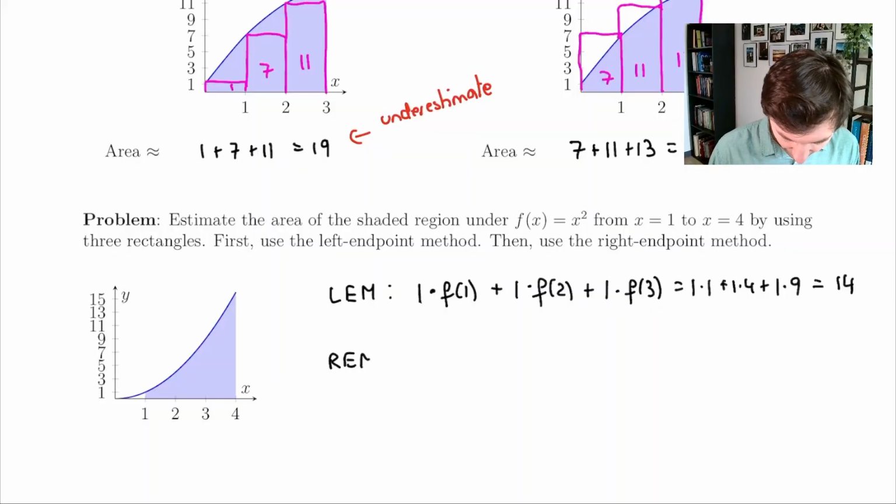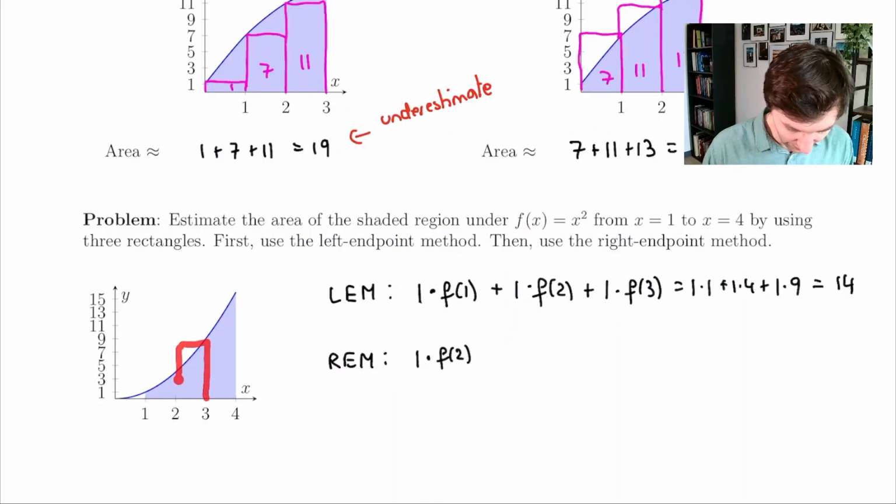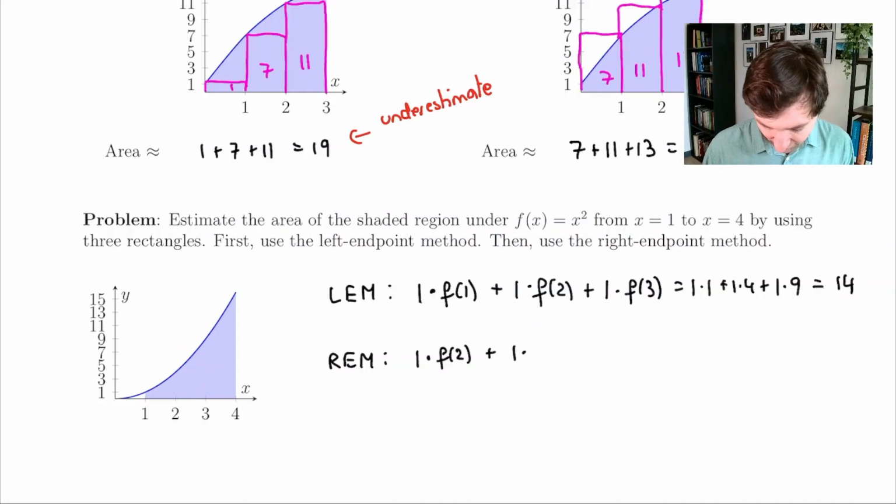When I use the right-endpoint method, I get the length of the base of my first approximating rectangle times the height of the first approximating rectangle. The height of the first approximating rectangle is given by the value of the function at 2, which means I have to compute 1 times f of 2. The height of the second approximating rectangle is given by f of 3, which means that the area of that rectangle is 1 times f of 3.